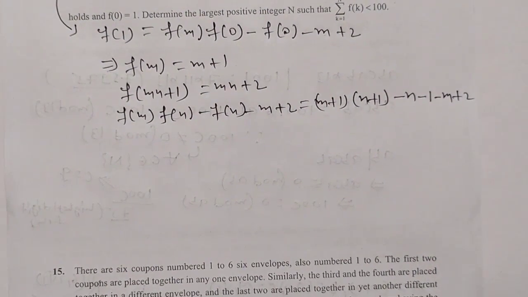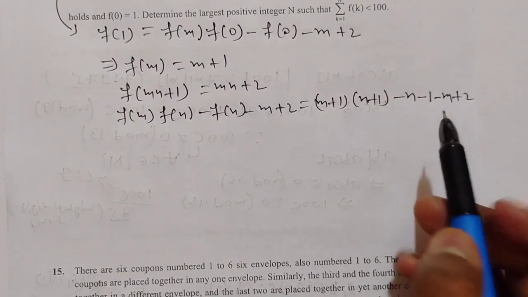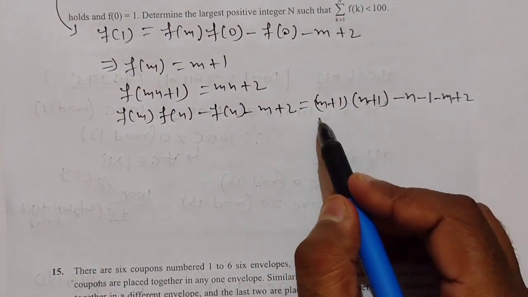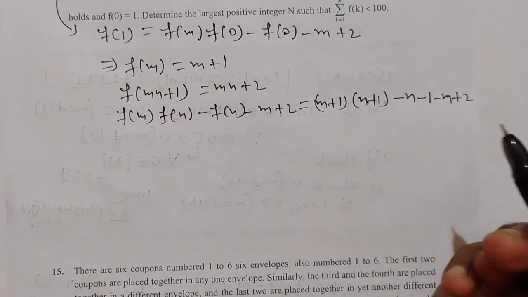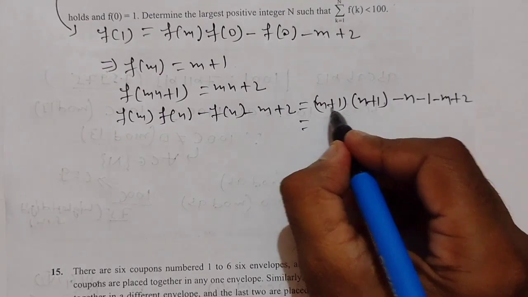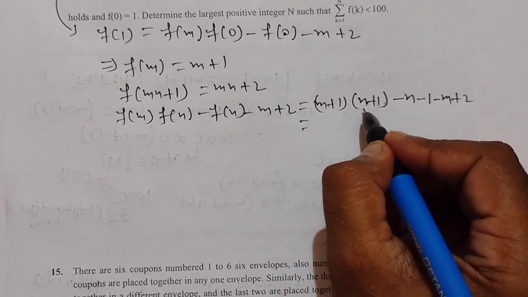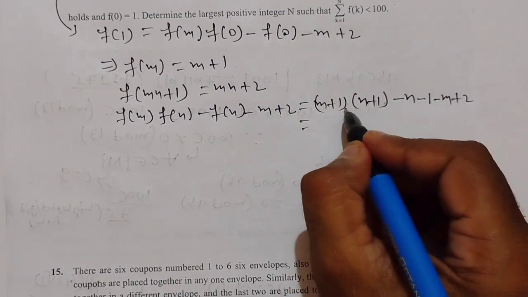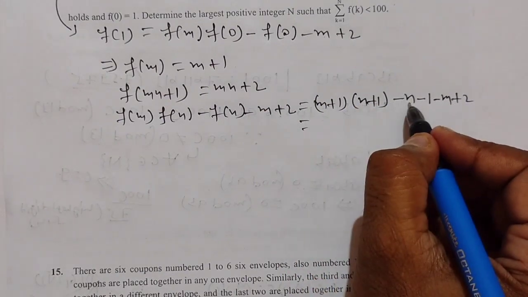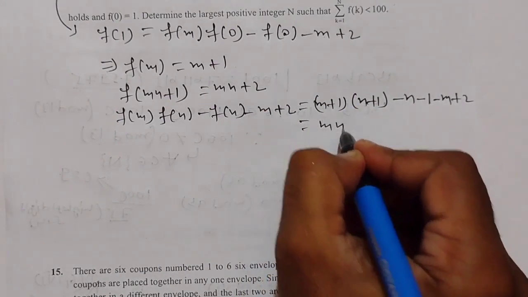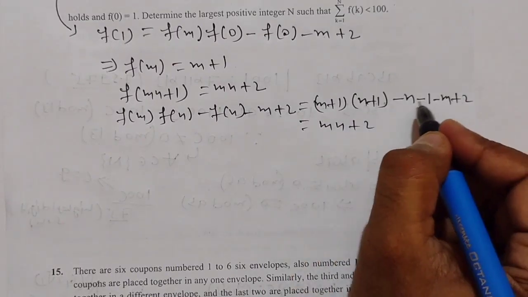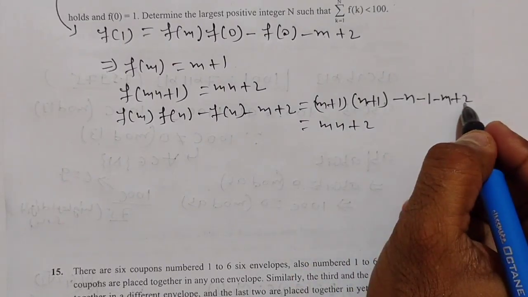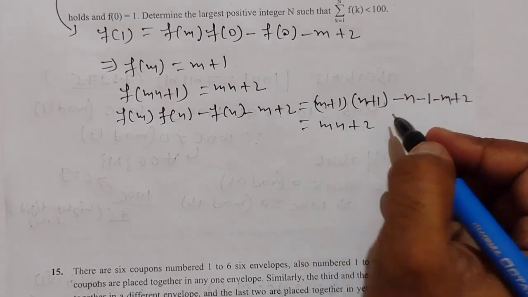Now we have the simplification for this, as mn plus m, so plus m minus m will cancel out, then n and minus n will cancel out, so we have mn plus 1 will cancel out and 2 remains here, so mn plus 2 is the value.